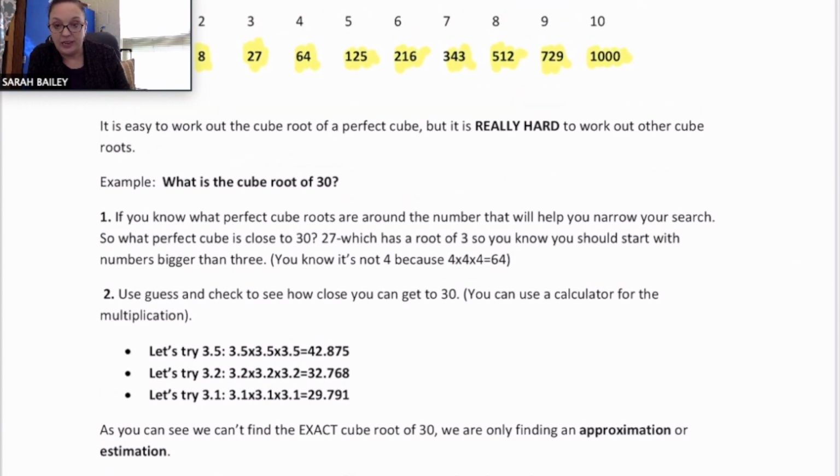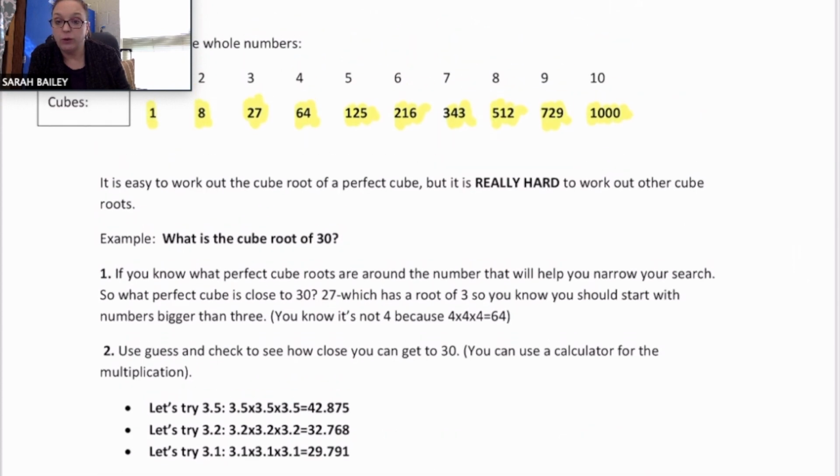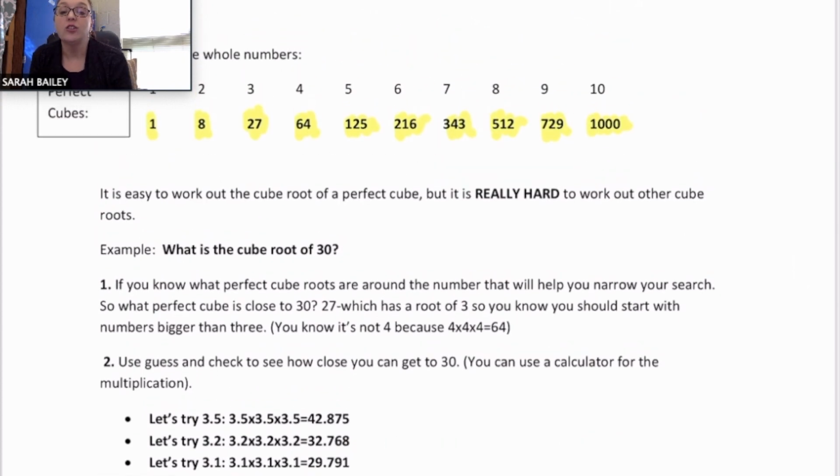In this case, and I highlighted the perfect cubes, you need to do that as well. So in this case, 27 is really close to 30, and 27 has a cubed root of 3. So we know that it's going to be somewhat bigger. The cube root of 30 would be somewhat bigger than 3. And we know it's not 4 because 4 cubed is 64. That's way too high.